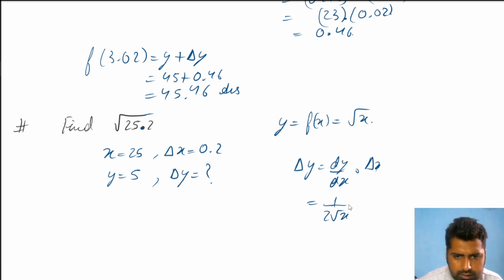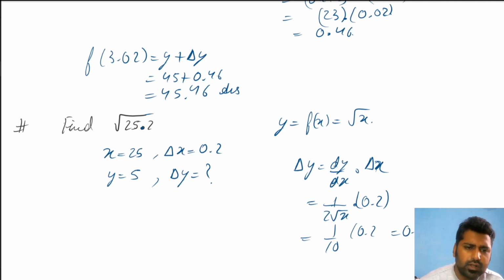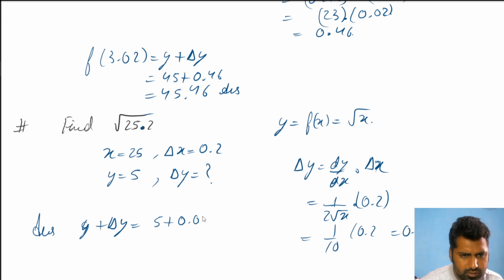One by 2 root x into 0.2. What is x? That's x is 25, no? So again root x is 5, so 1 by 10 into 0.2, that's 0.02. So your answer is y plus delta y. What is y? 5. What is delta y? 0.02. 5.02.